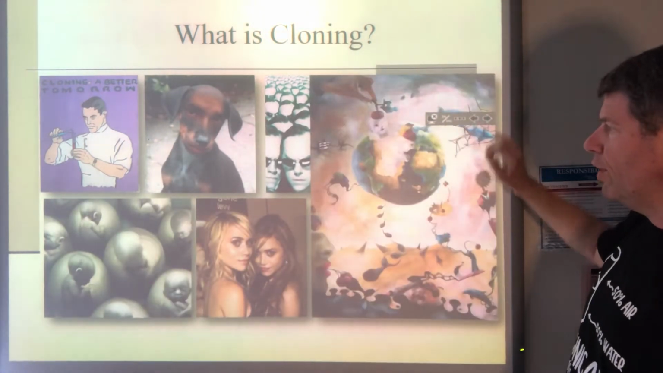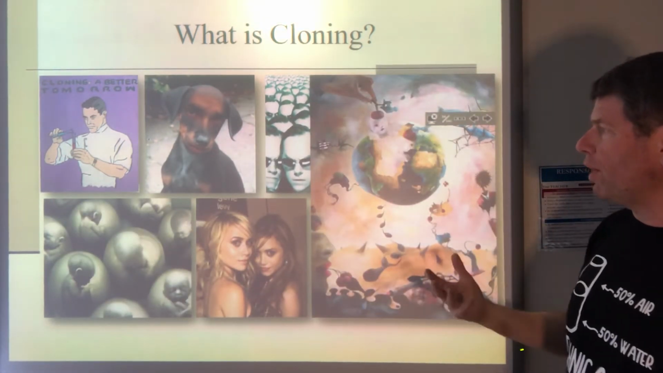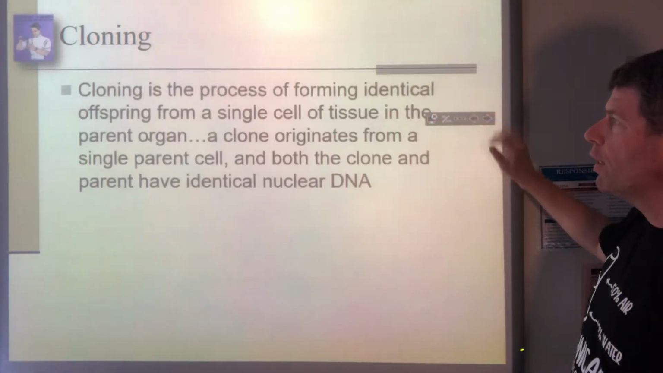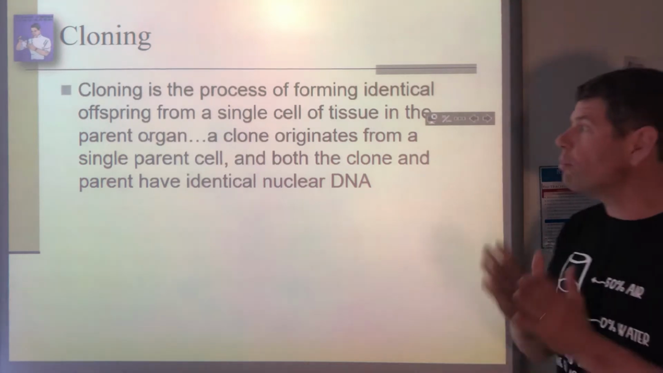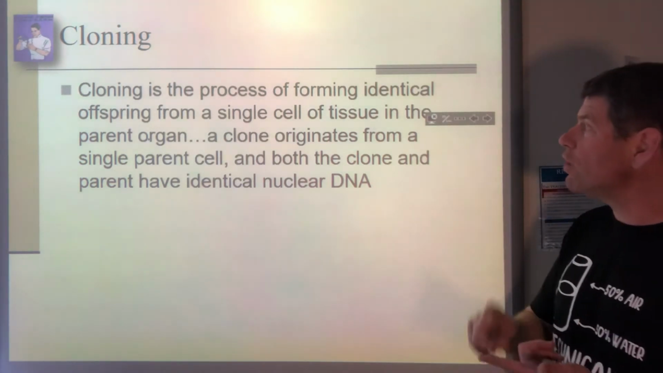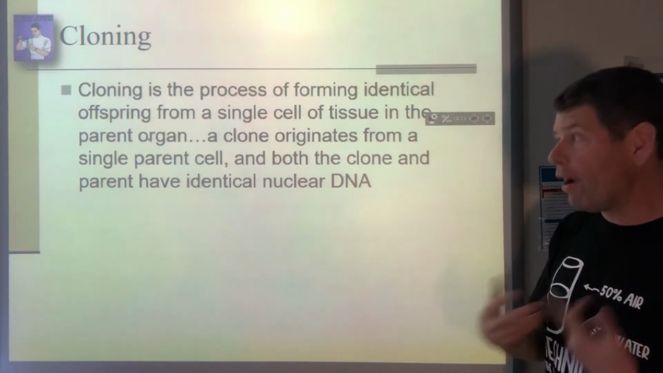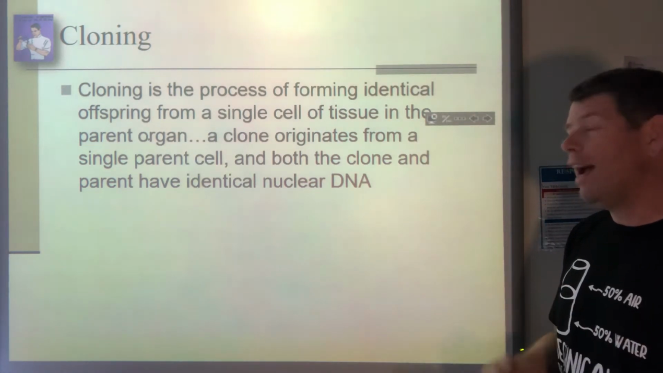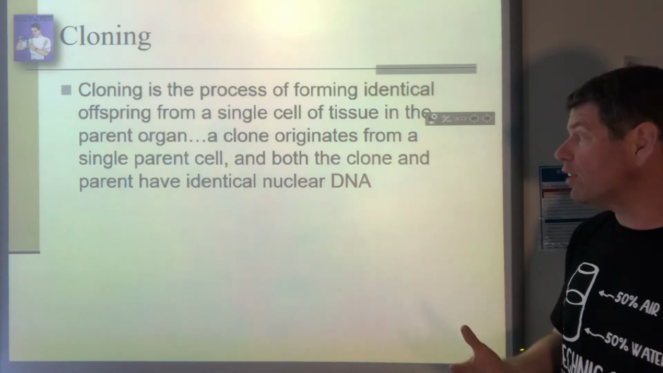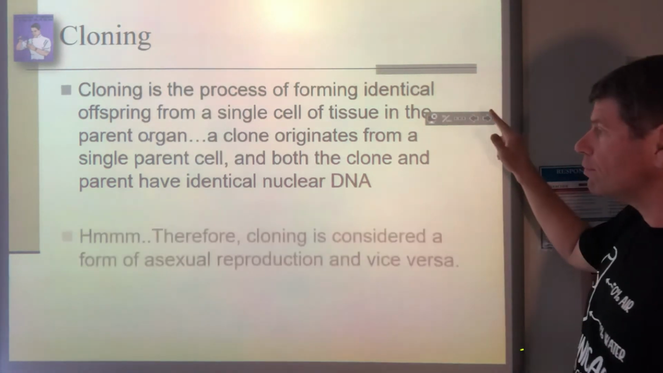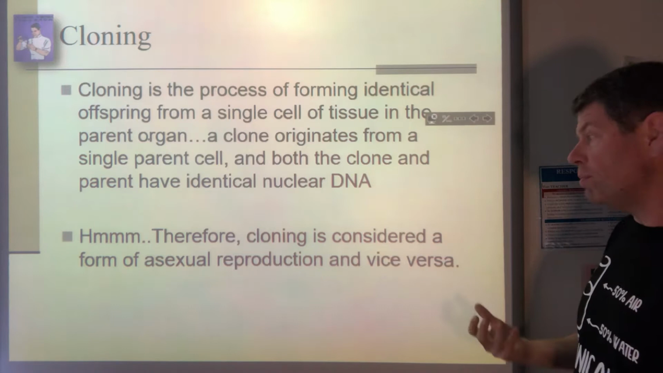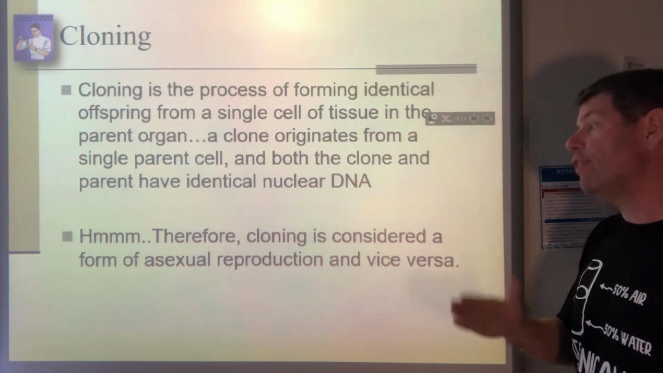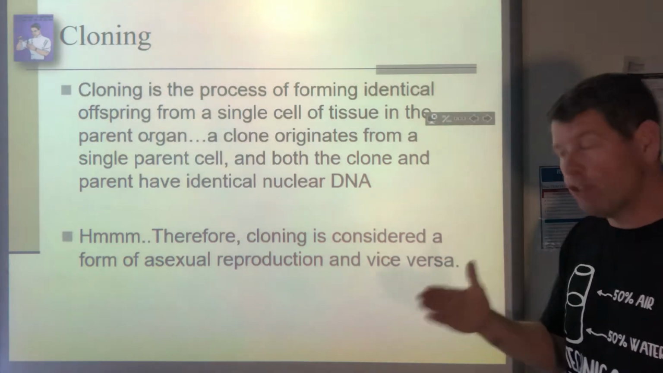All sorts of things surround cloning, a lot of science fiction kinds of things, but let's get our definition for cloning. So our definition for cloning is the process of forming identical offspring from a single cell of tissue from a parent, and then the clone originates from that single parent cell, and both the clone and the parent would have identical nuclear DNA. It says, therefore cloning is considered a form of asexual reproduction, and vice versa. Asexual reproduction is a form of cloning.